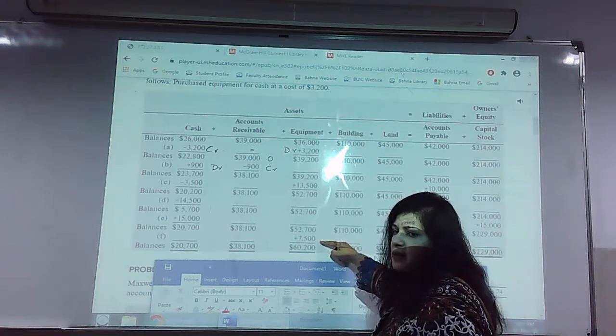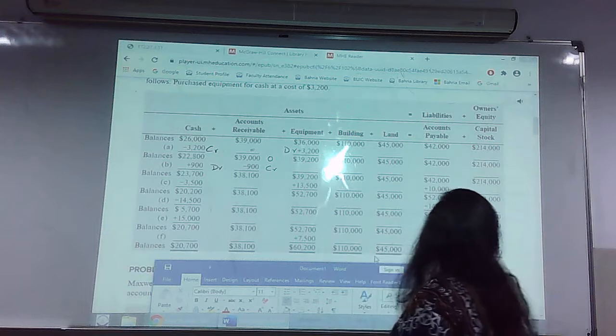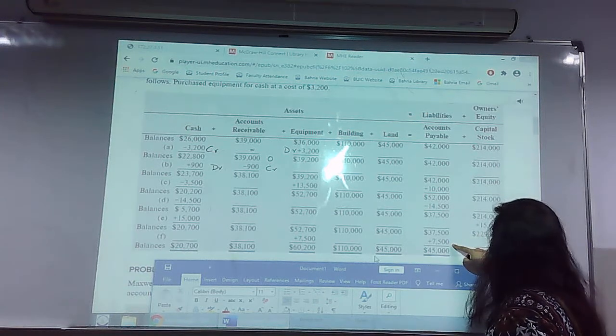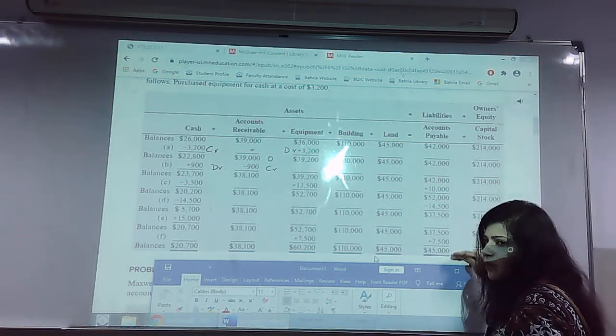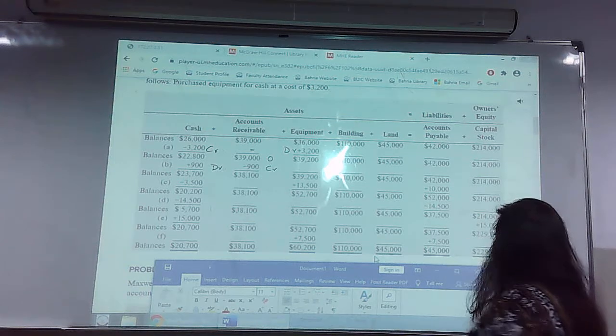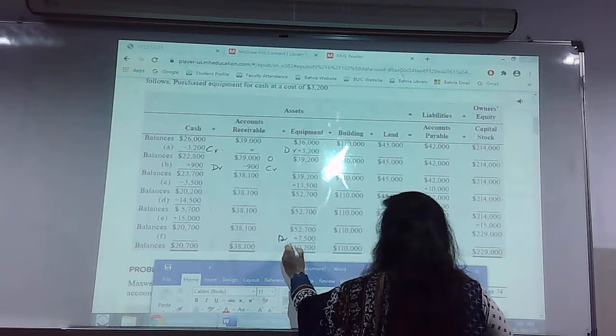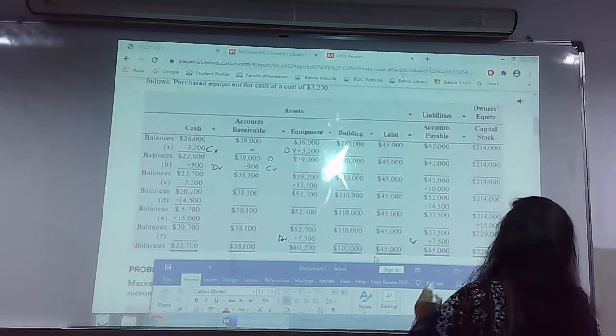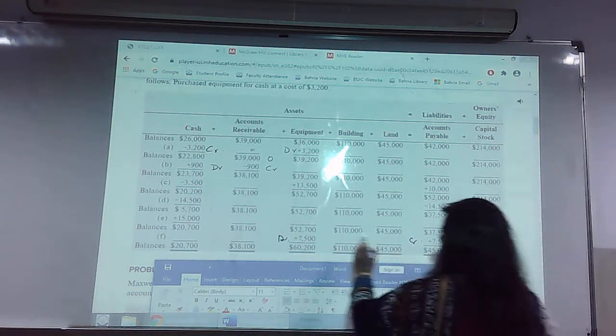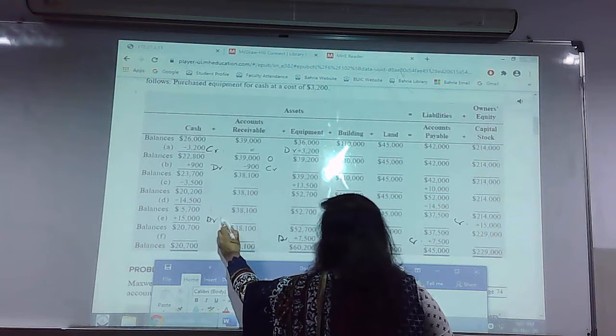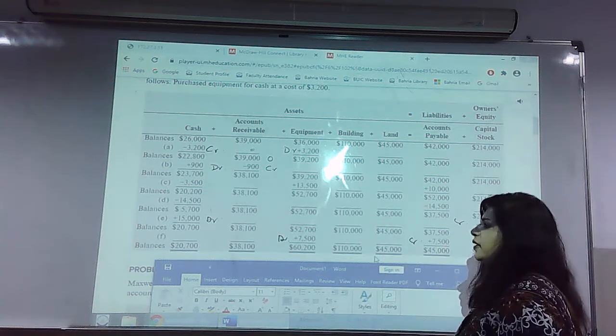C, equipment is increasing, so you debit the equipment, and you credit the accounts payable, because when a liability is increasing, it is always credited. So now you credit the accounts payable and you are going to debit the equipment. And similarly for here, you are going to be crediting the capital stock and you're going to be debiting the cash. So I hope that you can make the journal entry and make sense of these.